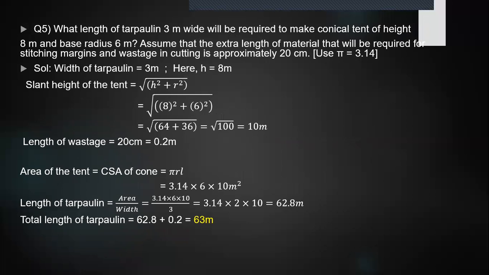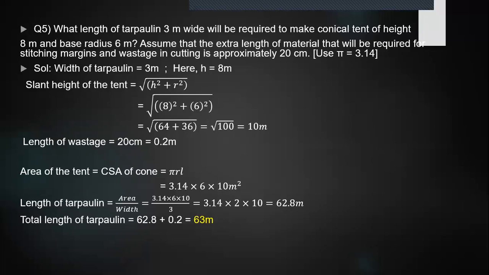What length of tarpaulin, 3 meters wide, will be required to make a conical tent of height 8 meters and base radius 6 meters? Assume that the extra length of material that will be required for stitching margins and wastage in cutting is approximately 20 centimeters. The value of pi has been specified in the question as 3.14.